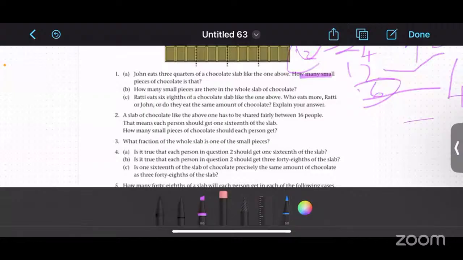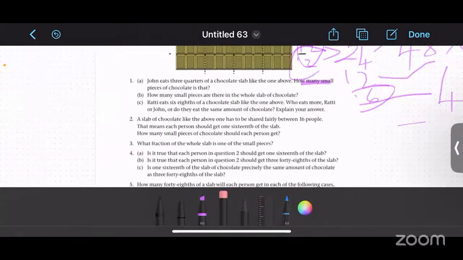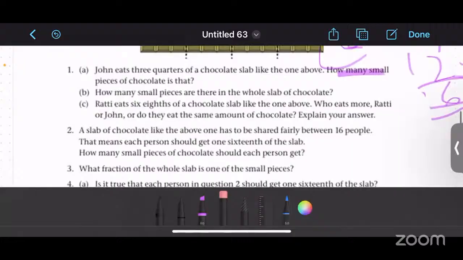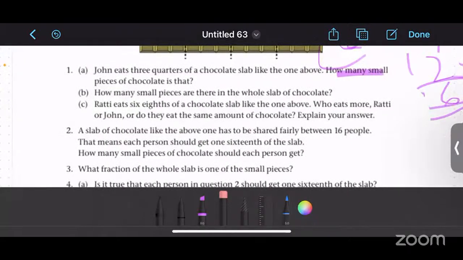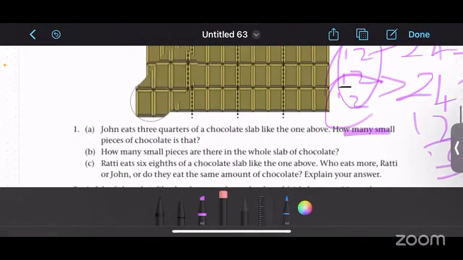Yes, ma'am. Cool. Question B says, how many small pieces are there in the whole slab of chocolate? Ma'am, when they say small pieces, do they mean every one? Yes, yes. When they mean small pieces, they're talking about this one.